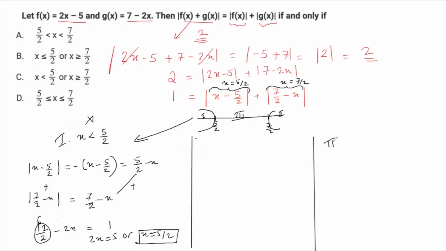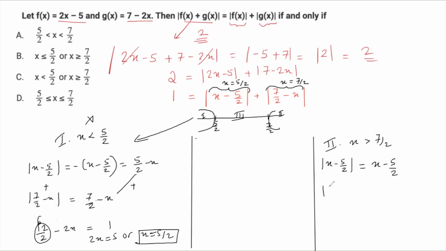Similarly, I'll take the second case now. Second case, x is greater than 7 by 2. 7 by 2 is the greater of these two terms. So if x is greater than 7 by 2, x is naturally greater than 5 by 2 also. So mod of x minus 5 by 2, x being positive, x being greater than 5 by 2, x minus 5 by 2 will be positive.